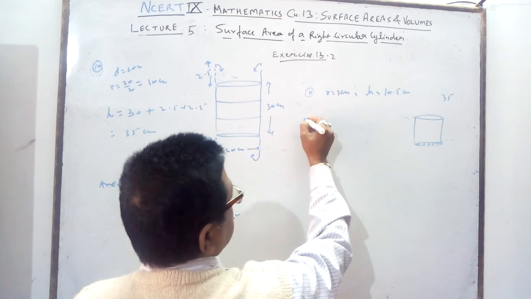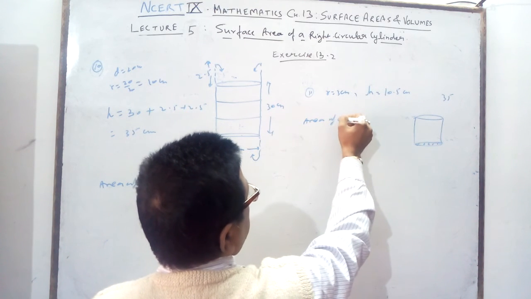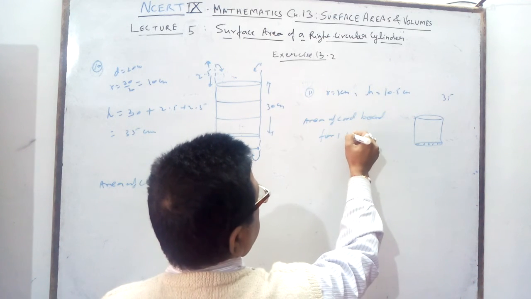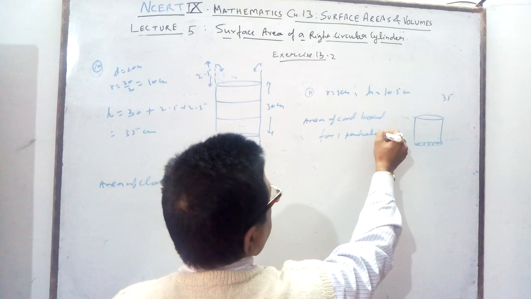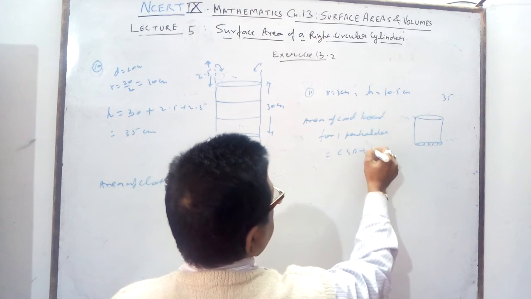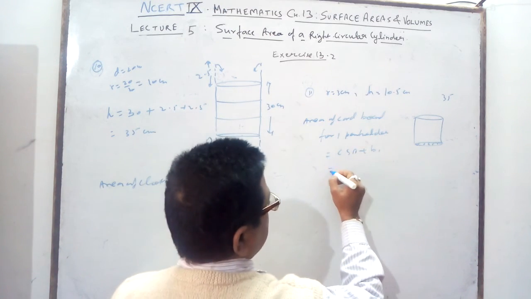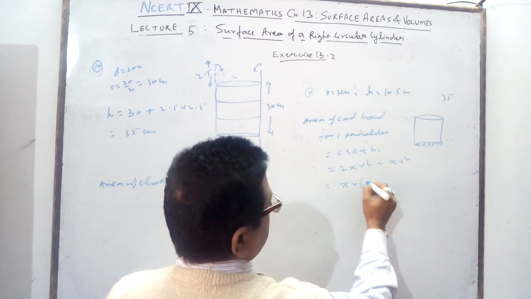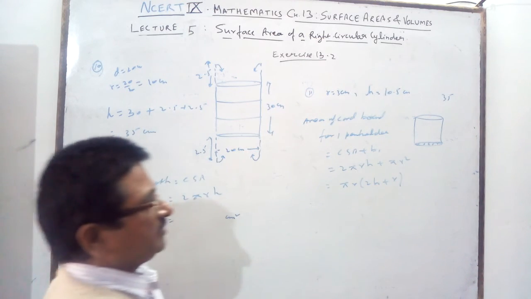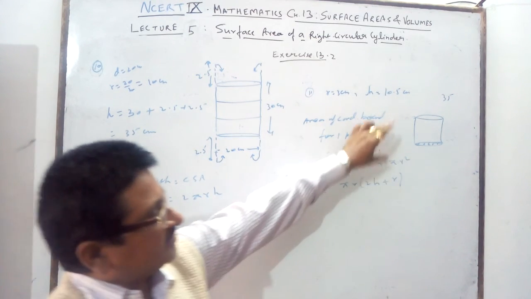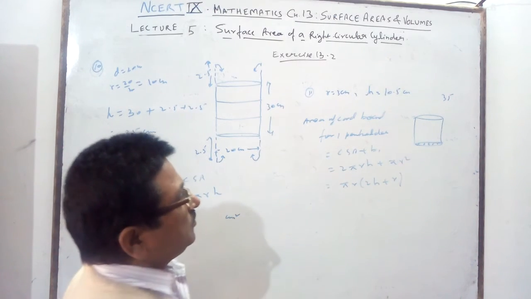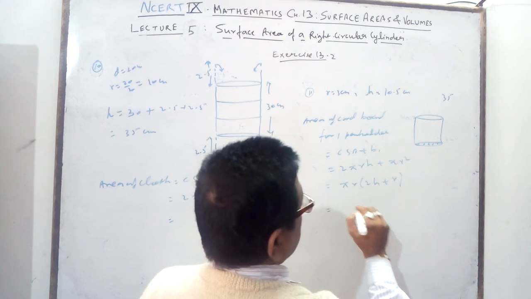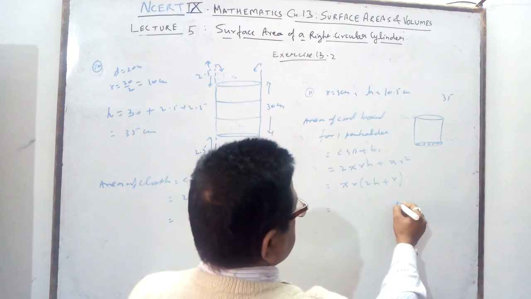So area of cardboard for one pen holder is equal to CSA plus base. What is the CSA? 2 pi r h plus pi r square. So pi r common, 2h plus r. We take 2 pi r h as CSA plus 1 base, and now you put the values of r and h here. You will get the answer in centimeter square.